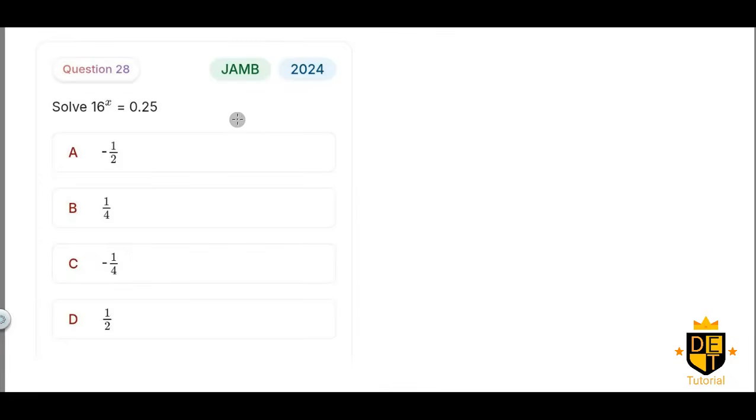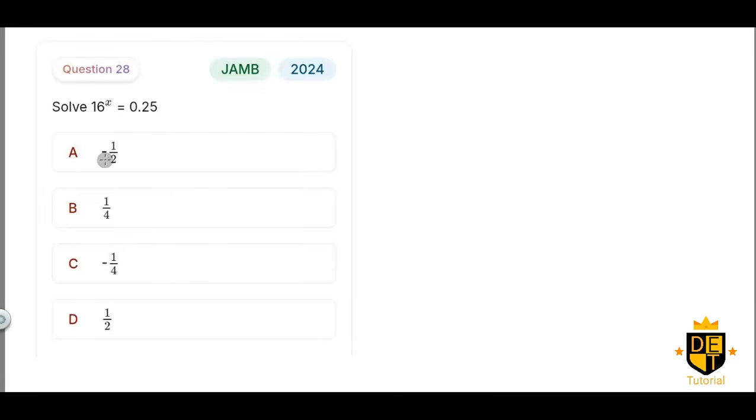Alright, so in this video, we're going to look at this 2024 JAMB question, question 28. The question is: solve 16 raised to the power of x equal to 0.25.